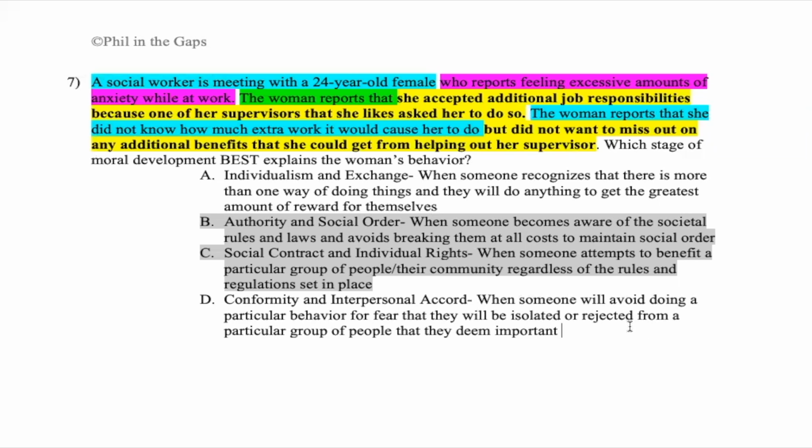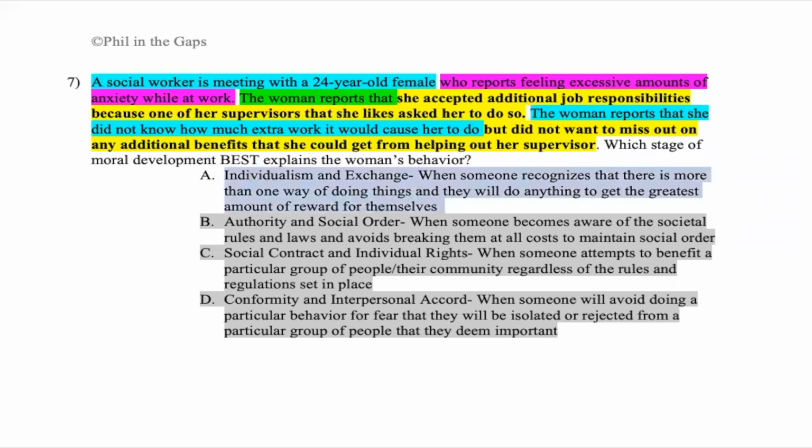So now we have to think about it. Did she do it to get acceptance from her supervisor, or did she get these additional job responsibilities because she wanted to get additional money on her check? So for that reason, we're going to rule out D. Why? Because she states that it's somebody that she likes, but if the question stopped, we're looking at conformity and interpersonal accord. She said, you know what? I didn't know how much extra work it would cost me to do, but I'm trying to get that extra money on my check because I'm trying to get cashed out. So I didn't know what it looked like, but man, I heard the money and I jumped like a cat that got squirted with water into action.